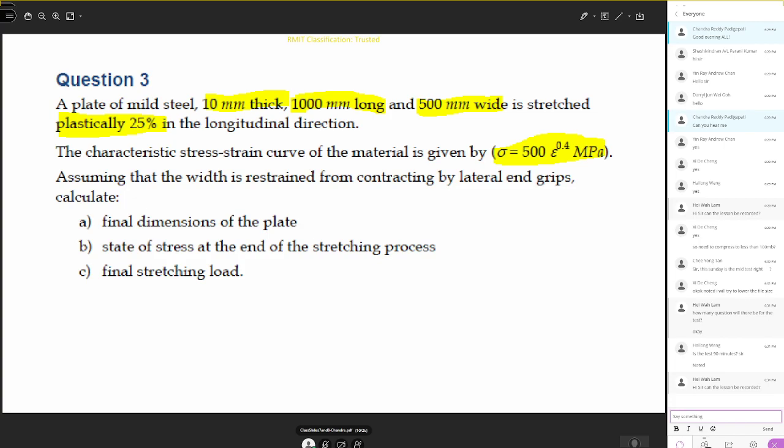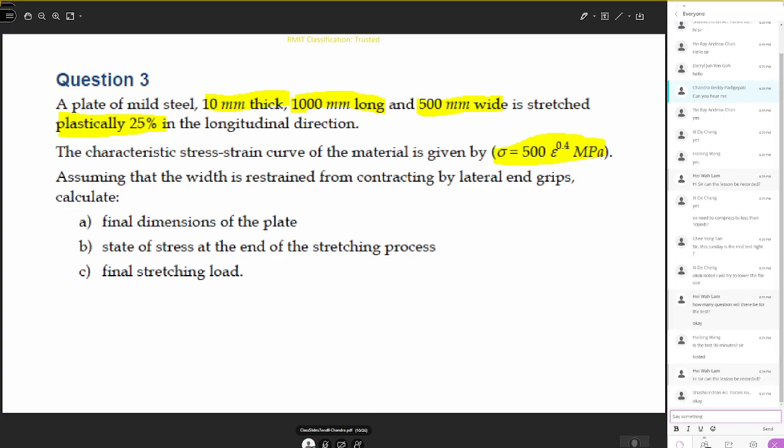Guys, can you see this? The slides are visible to you? All right, I presume you can see the slides clearly.